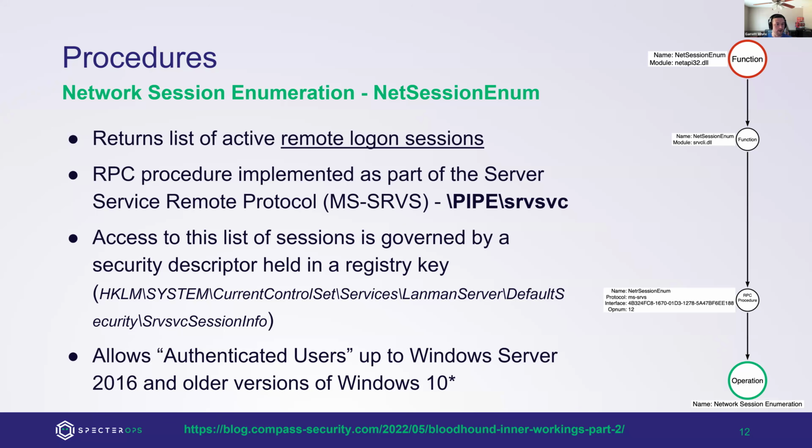Generally it's authenticated users on Windows Server 2016 and older, and on older versions of Windows 10. And even some NAS appliances that implement Samba or SMB via Linux will be susceptible to this as well. But in our experience, and the Compass Security blog talks about this as well, if it's running Server 2019 or newer, or a newer version of Windows 10 or 11, authenticated users is removed and that security descriptor is changed so that you have to be an admin or power user to enumerate sessions.